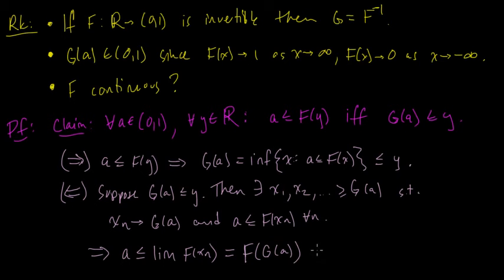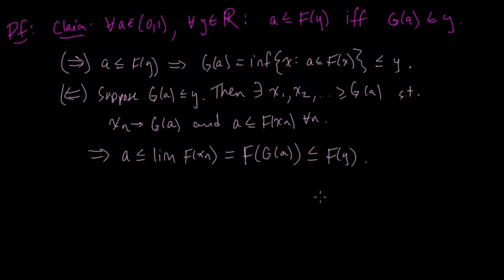So f of g of a, and now by assumption g of a is less or equal to y, and f is non-decreasing as a CDF, so therefore f of g of a is less or equal to f of y. And that's exactly what we wanted to prove: a is less or equal to f of y. So that proves the little claim here. And now we have exactly the property that we need. It plays exactly the analogous role as in the invertible case. And so let's see why that is.